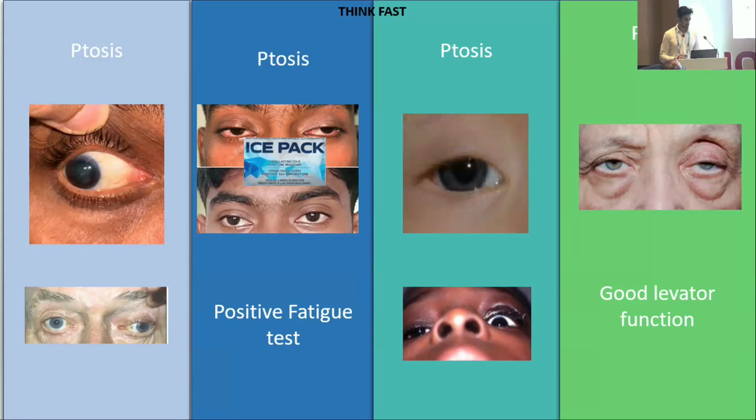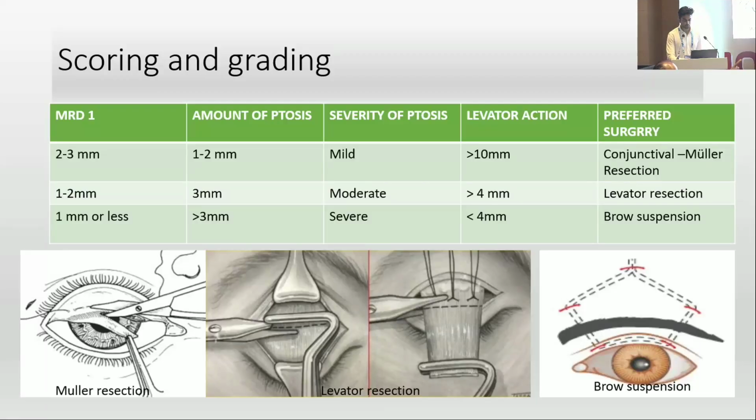First case: we have a down and out pupil, mydriasis, ptosis. What can be the diagnosis? Third nerve palsy. Second case: improvement of ptosis after Tensilon test and positive fatigue test. It could be myasthenia gravis. Third: absent lid crease with increased interpalpebral distance and lag on downgaze. That could be congenital ptosis. Fourth case: higher and raised lid crease and good levator function in a middle to old age patient. That could be involutional ptosis. Based on the grading, surgery is necessary.